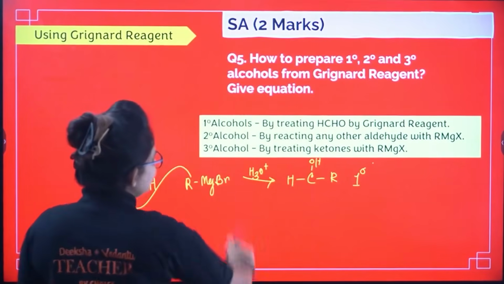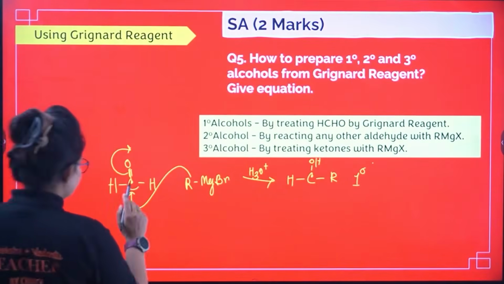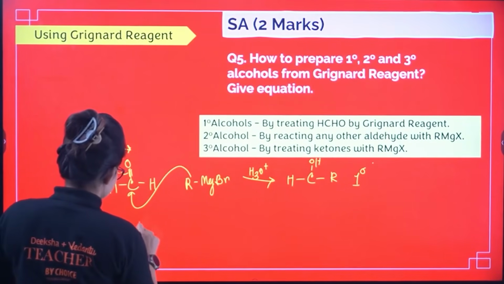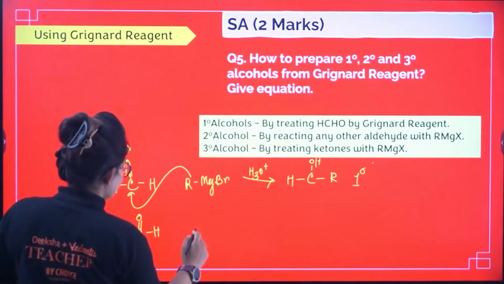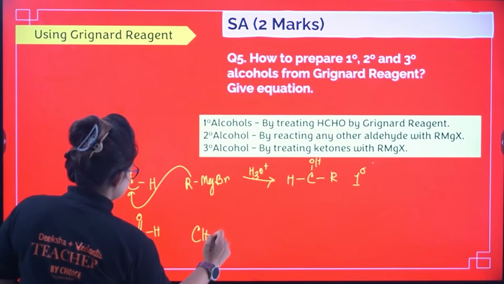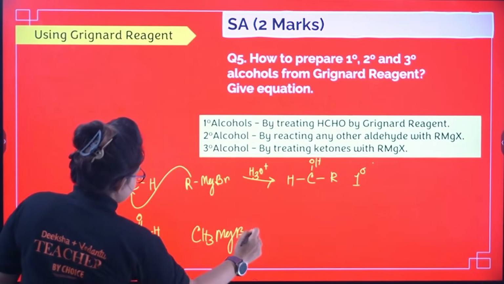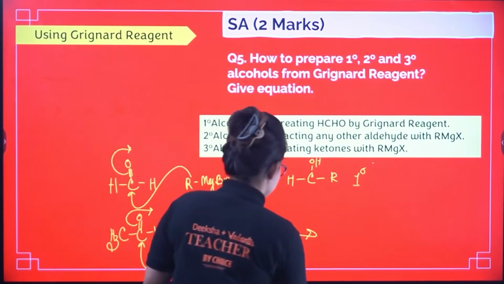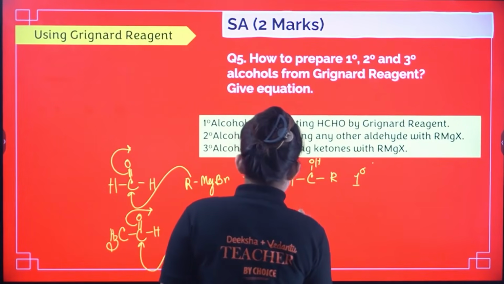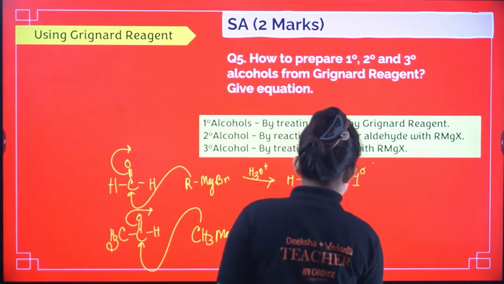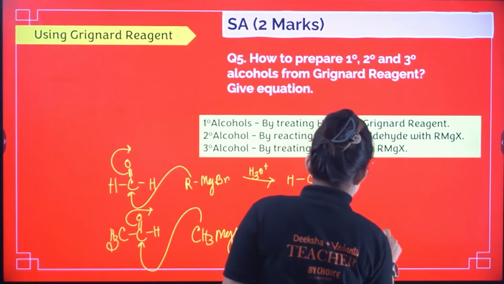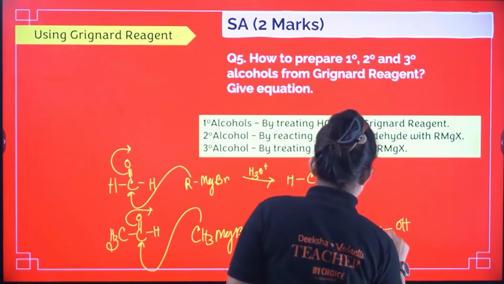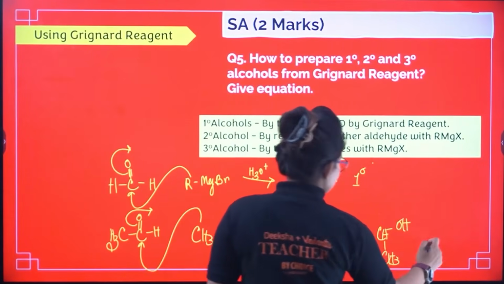Now 2 degree alcohol you can get from any kind of aldehyde. Let's say I am taking CH3CHO. Now let's say I am adding CH3MgBr here. CH3 will attack here and this will open up. If I treat this with H3O plus, I will get CH3, here C, here OH and here CH3. So this is your 2 degree alcohol.